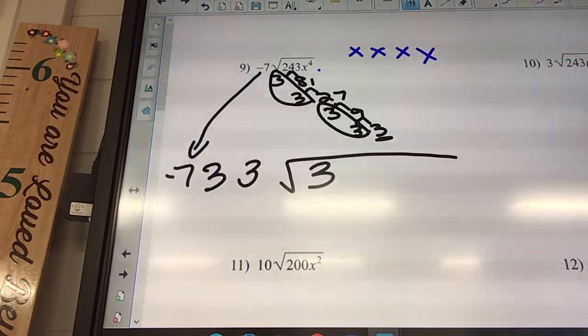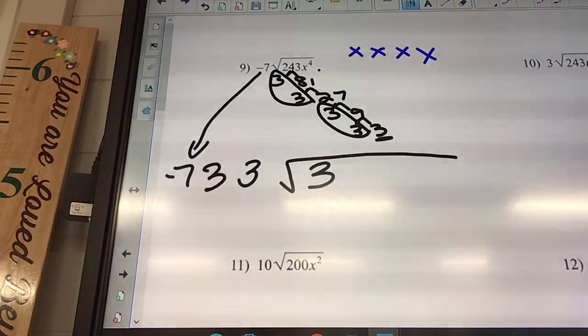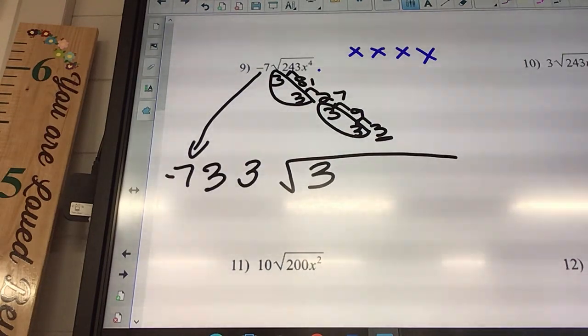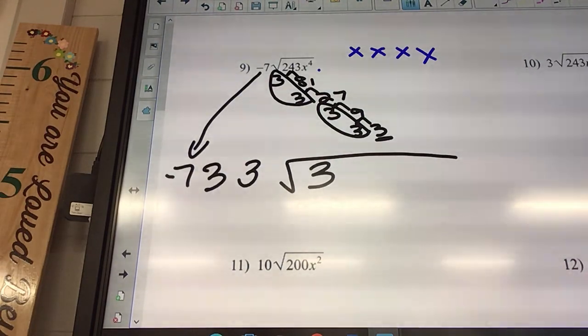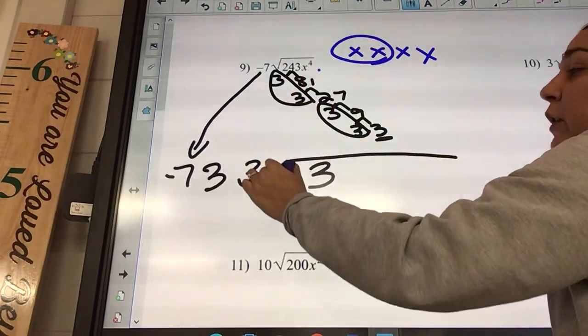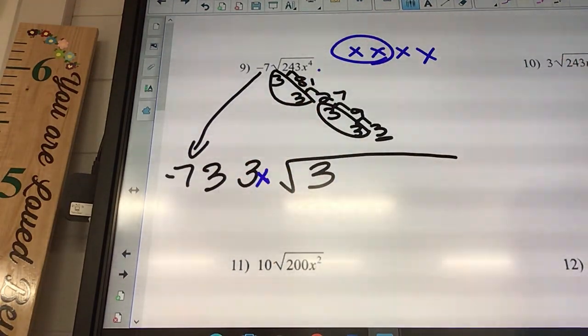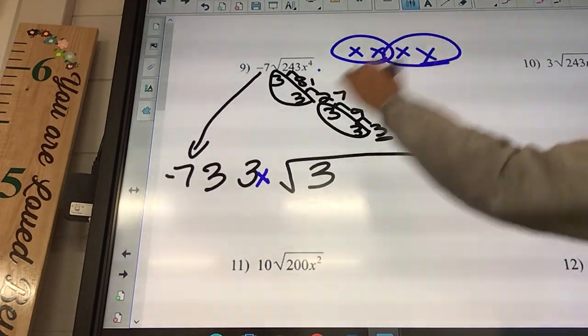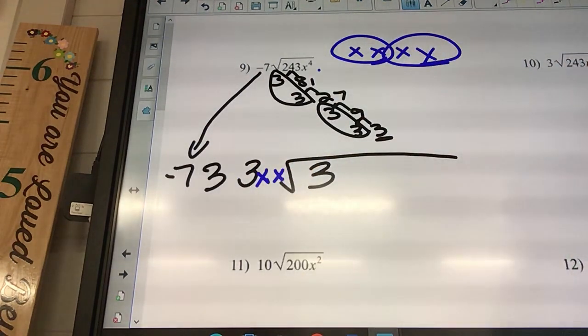The same rule still applies just with the numbers. So we're taking stuff in groups of 2. So how many can go? 2 groups. So here's a group, and we're going to put him on the outside, just like you do with numbers. Here's another group, and we put him on the outside too.